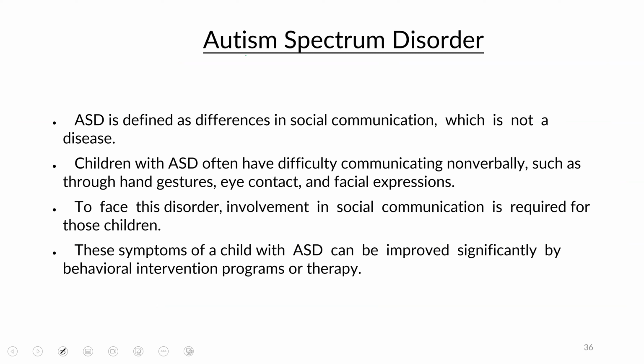Autism spectrum disorder, or ASD, is defined as differences in social communication, which is not a disease, by the way. In some developing areas, it is considered negatively, and there is no support for them, unfortunately. But if we can develop simple AI-based systems based on hand gestures or eye contact or facial expressions and so on, and help them to understand and support them, especially behavioral intervention programs or therapy, that would be wonderful. Not easy, but that's why we have to explore and try.